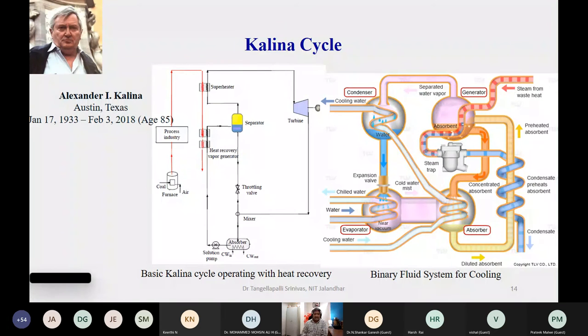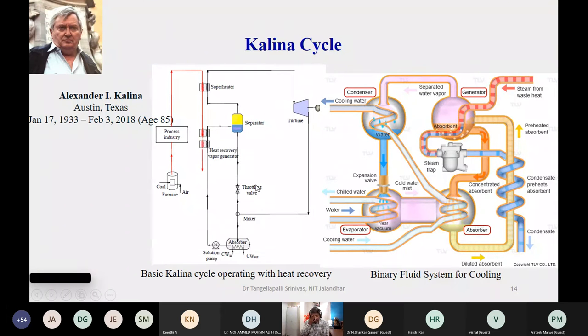Recently he expired in 2018. He was in Texas at the age of 85. He has plenty of patents in Kalina technology, more than 50 patents in the Kalina cycle. One such simple layout I am explaining here.